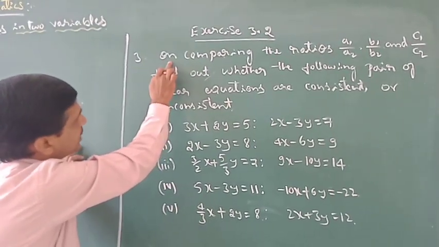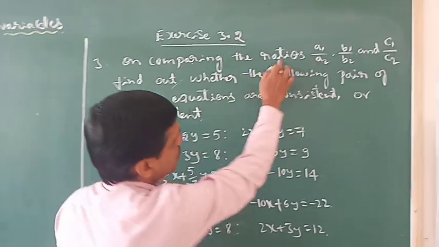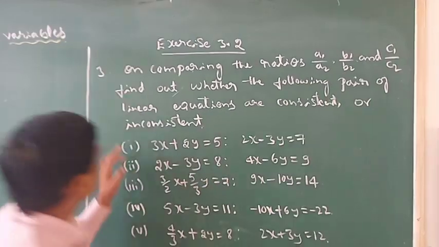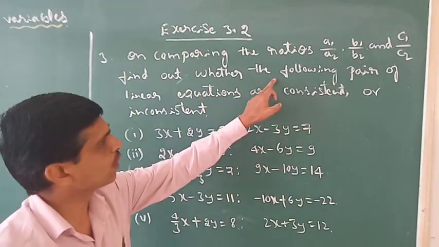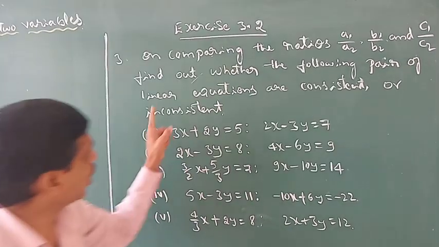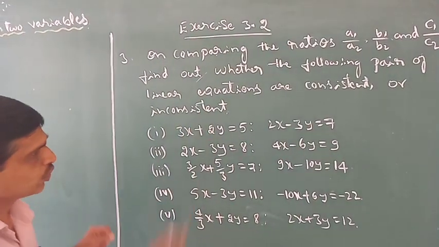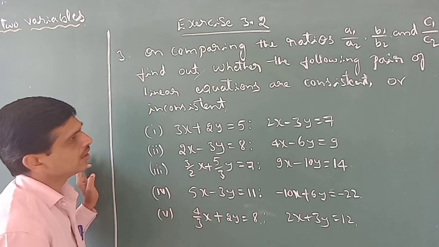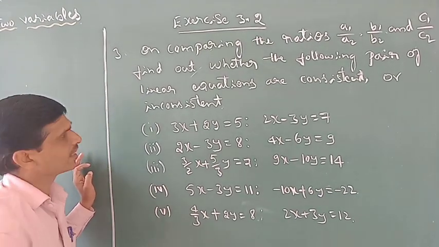The third question is like this: on comparing the ratios a1 by a2, b1 by b2 and c1 by c2, find out whether the following pairs of linear equations are consistent or inconsistent. So that you know the meaning of consistent and inconsistent.